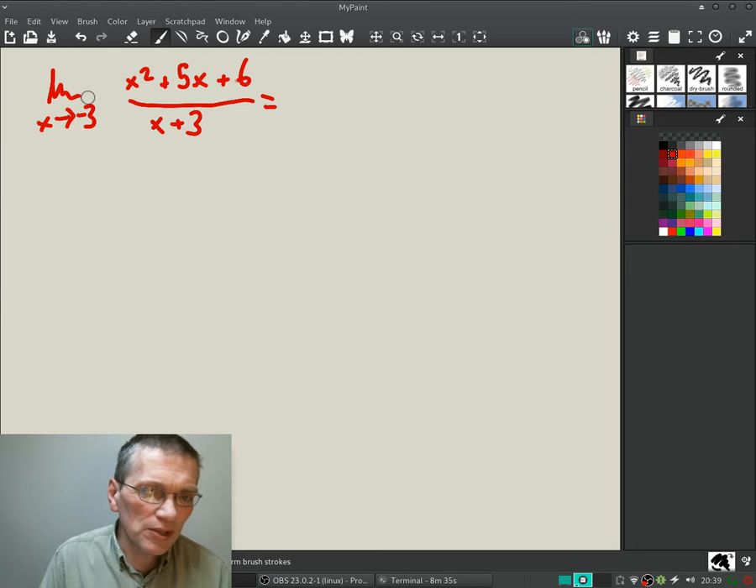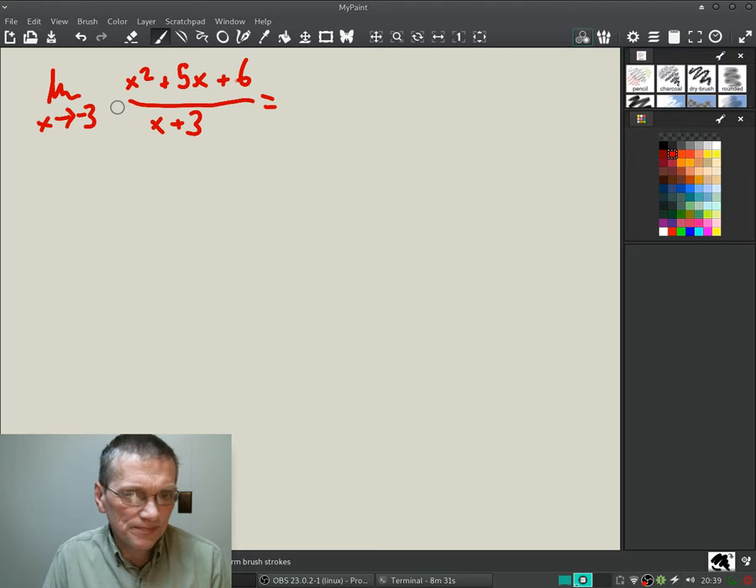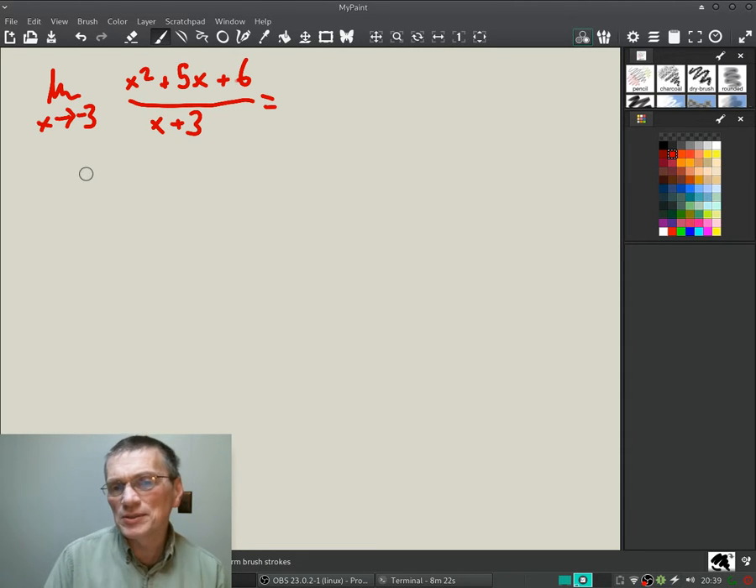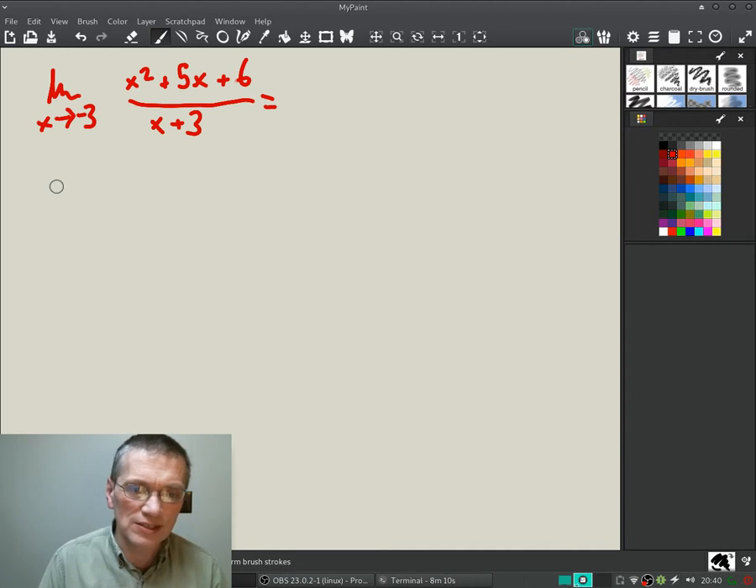One of the properties of limits, sorry, not natural logs, is that the limit of f of x plus g of x is the limit of f of x plus the limit of g of x.